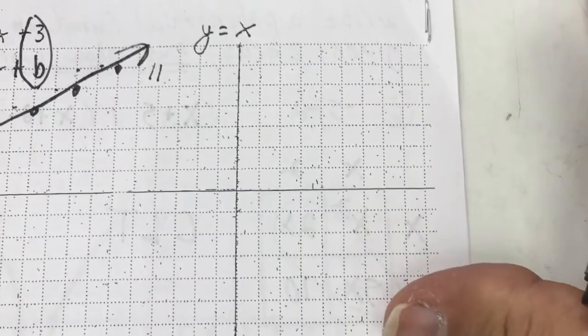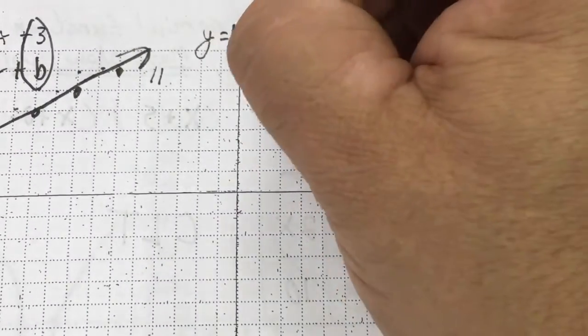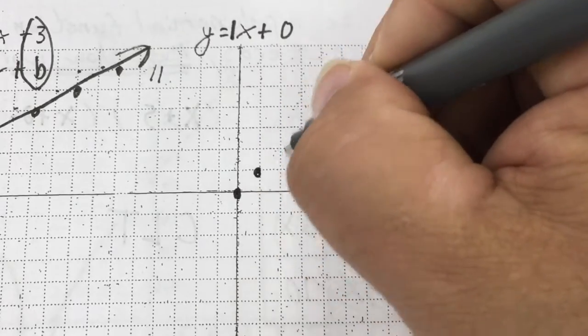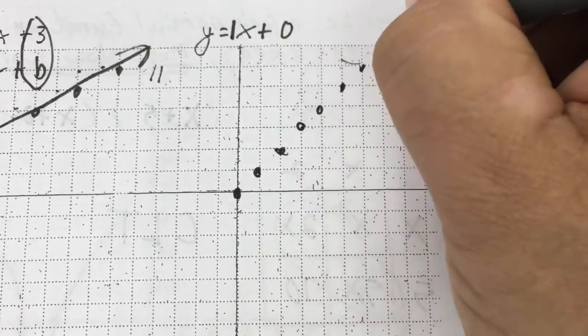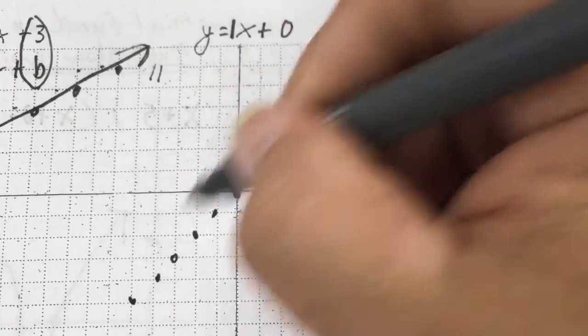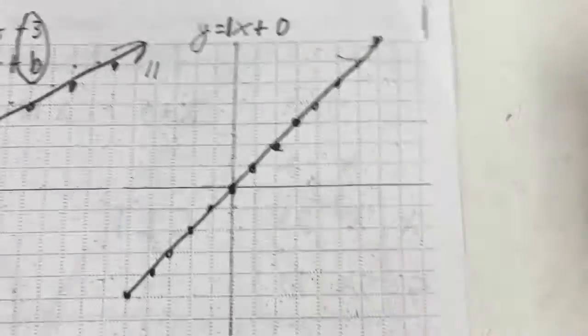Y equals x could be written as 1x plus 0, so I begin at 0, and then I go up 1 over 1, up 1 over 1, up 1 over 1. And then continue the process on the other side, down 1, left 1, down 1, left 1.